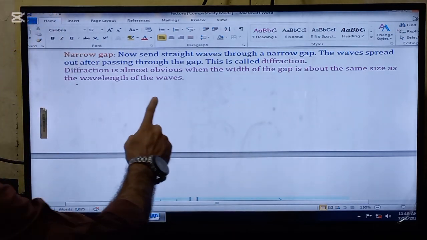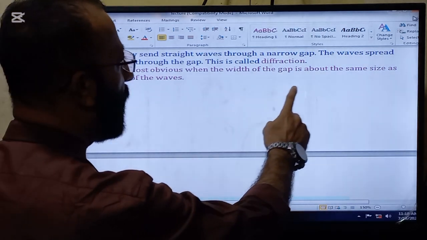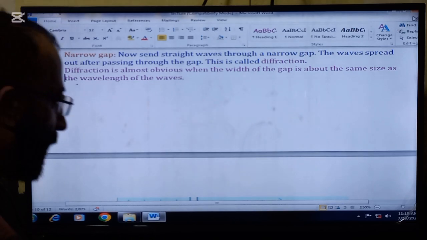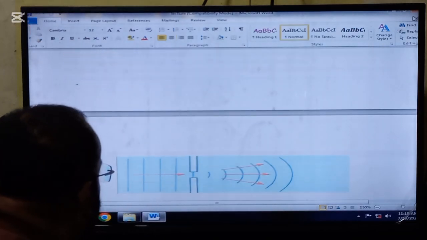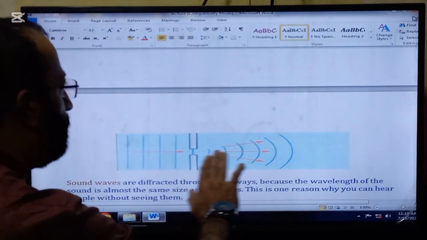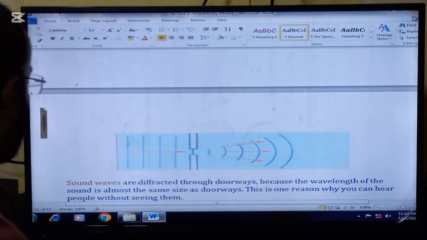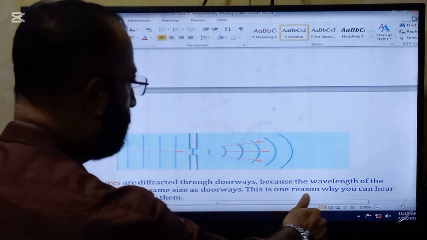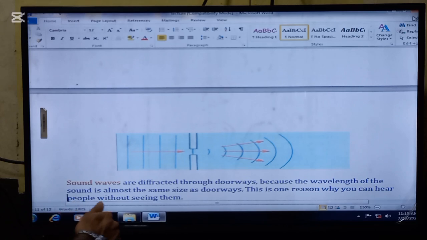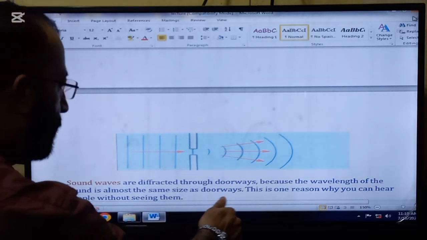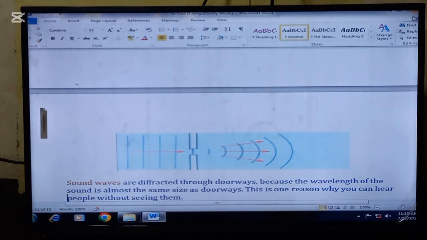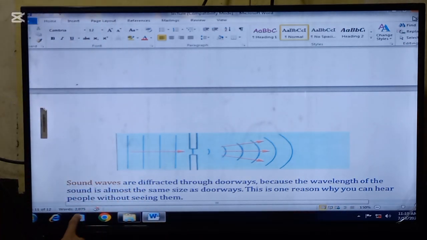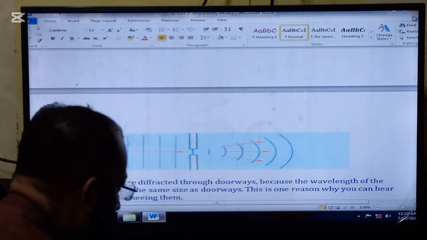Diffraction is most obvious when the width of the gap is about the same size as the wavelength of the waves. So look now, they will be diffracted. Sound waves are diffracted through doorways because the wavelength of the sound is almost the same size as the doorways. This is one reason why you can hear people without seeing them.